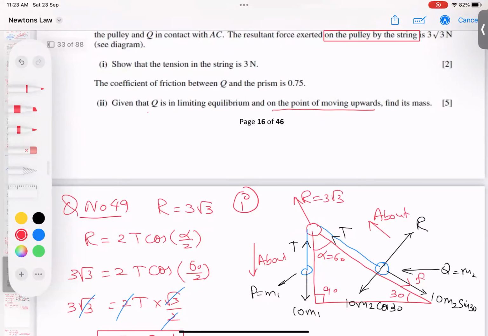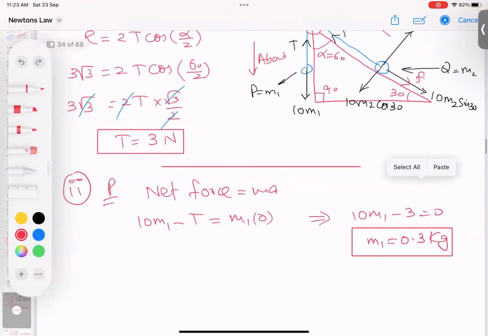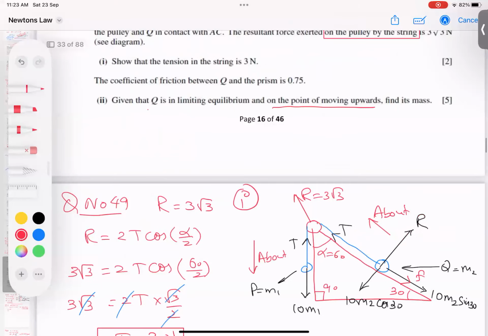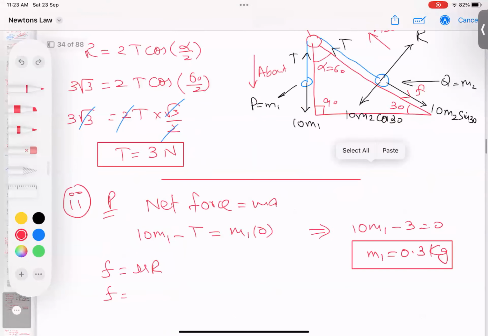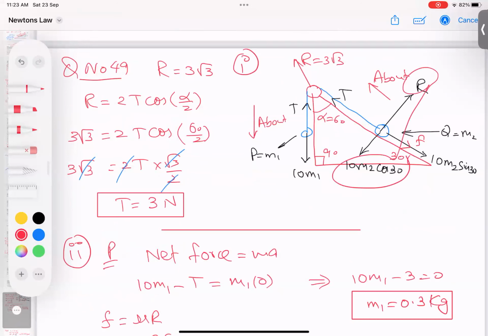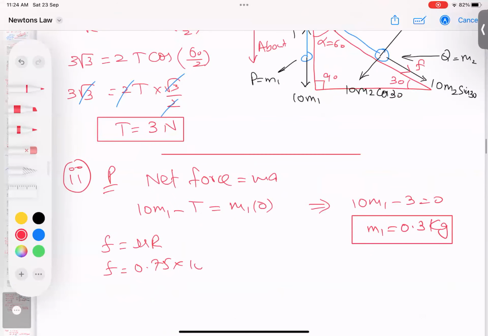Now I think he's asking for Q and not for P. This is extra work done, no problem. Let's go for Q, because he talked about Q and 0.75 is given by him. So F is equal to mu R, and all of you know we can find R from here. What is mu, students? Mu is 0.75. So I'm writing here 0.75, and R is what? R is equal to this one, so I'm writing here 10 m2 cos 30.